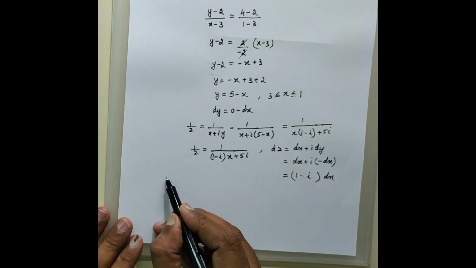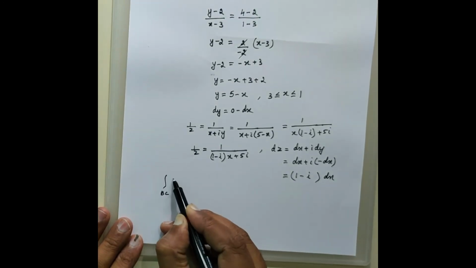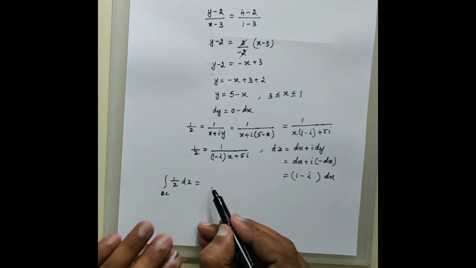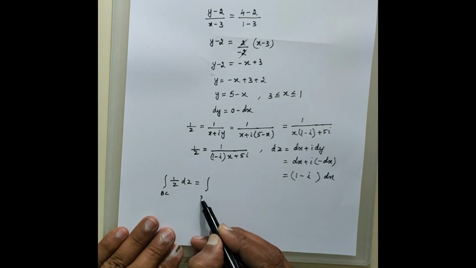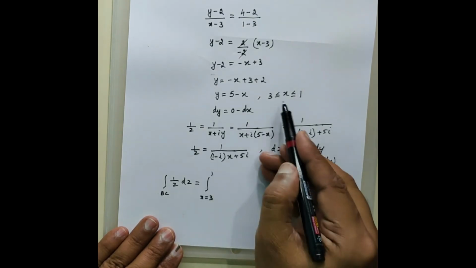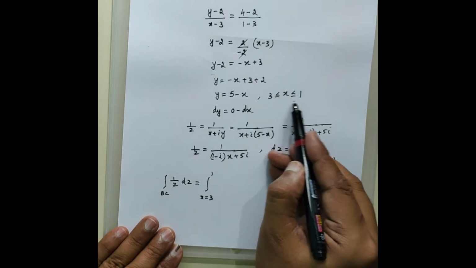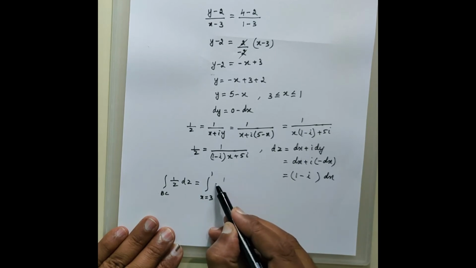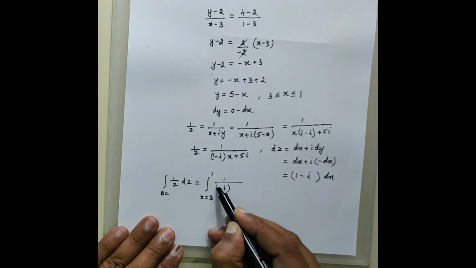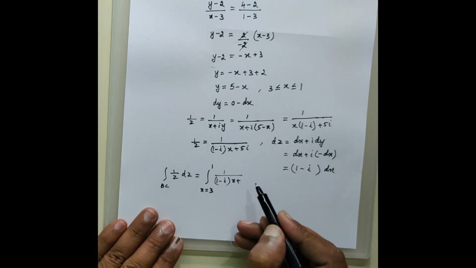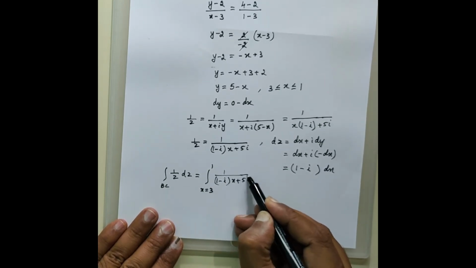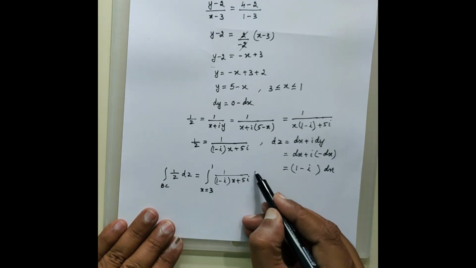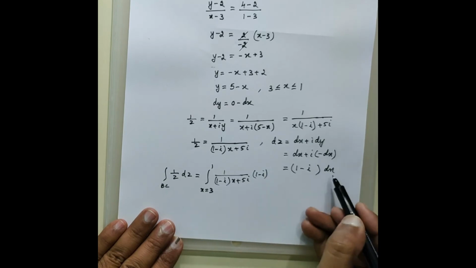Now write down the integral along BC. The function is 1 by z into dz. So along BC we have the integral, x value ranging from 3 to 1. So 1 by z value is known. It is 1 by (1 minus i) times x plus 5i, into dz. Dz value is known. It is (1 minus i) into dx.